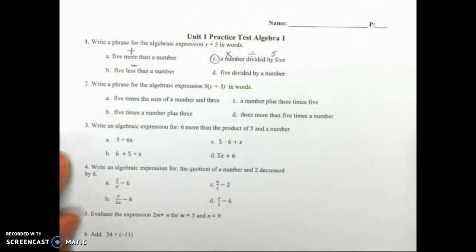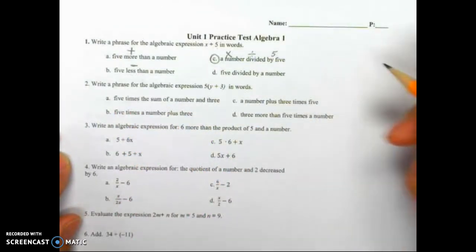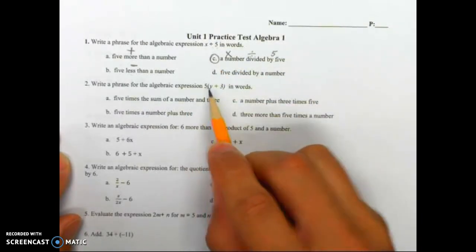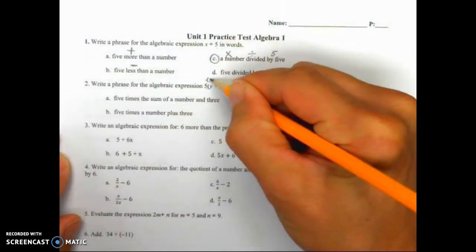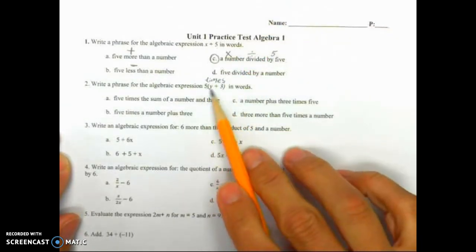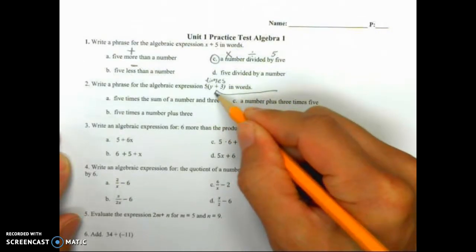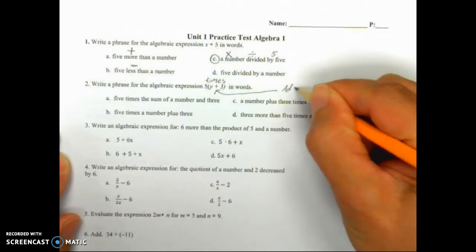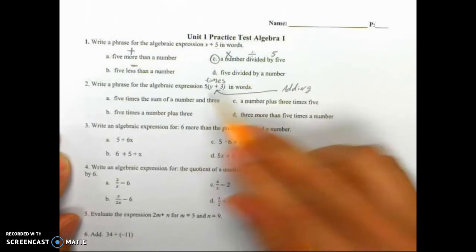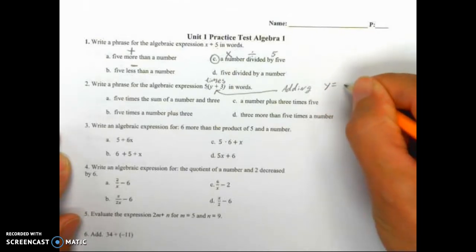Number 2, it says, write another phrase for this expression. Well, you have to remember that whenever you have a 5 or any number this close to parentheses, it means times. So we're looking for 5 times. And then what do we have going on inside? Well, we have addition, right? We have adding. And what's being added? Well, we have a y. So remember, a variable, the letter y, could be a number.